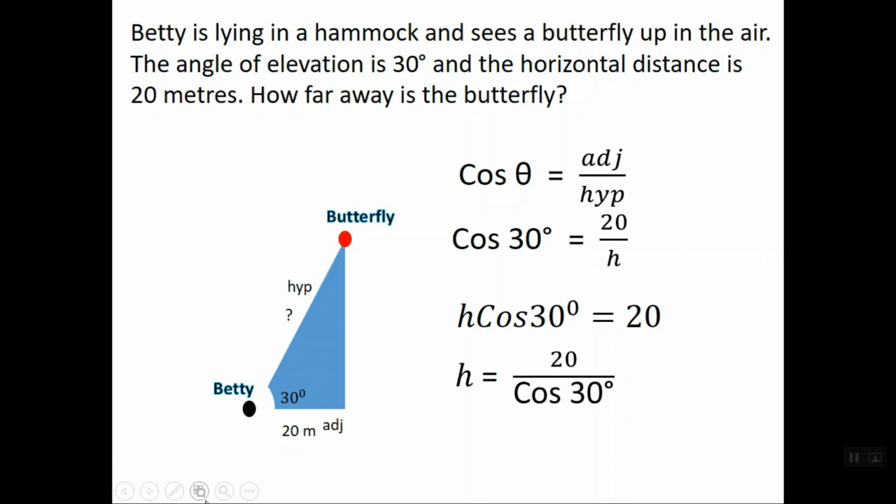And when I do that, I basically get h is equal to 20 over cos 30 degrees, or 20 divided by cos 30 degrees. All you need to do now is to input that in your calculator. You should get an answer of 23.1 meters, rounded to 1 decimal place. So this question involves angle of elevation.